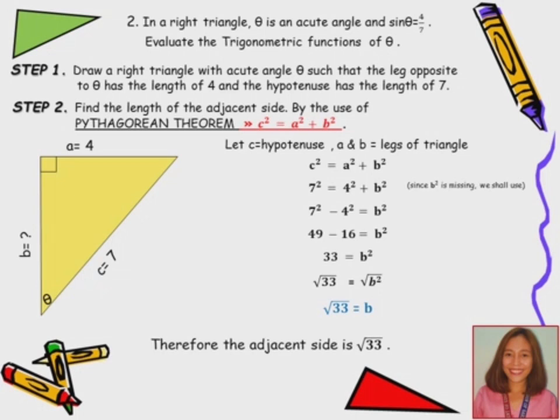So, it is now complete. Our a is 4, our b is square root of 33, and our c is 7. Okay.